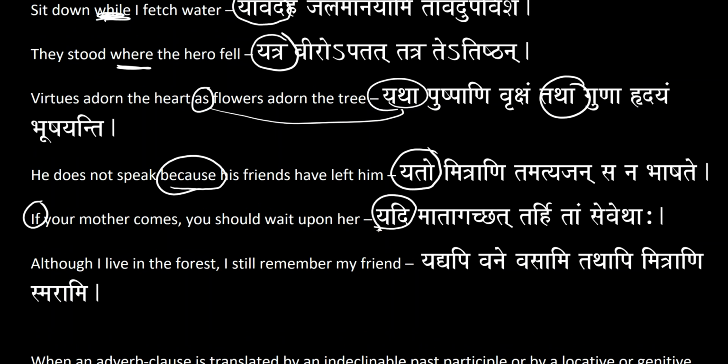Then last but not least, we have: although I live in the forest, I still remember my friend. So again, the conjunctive adverb in this sentence is although, and that is yadyapi. So you have yadyapi vane vasami tathapi mitrani smarami.